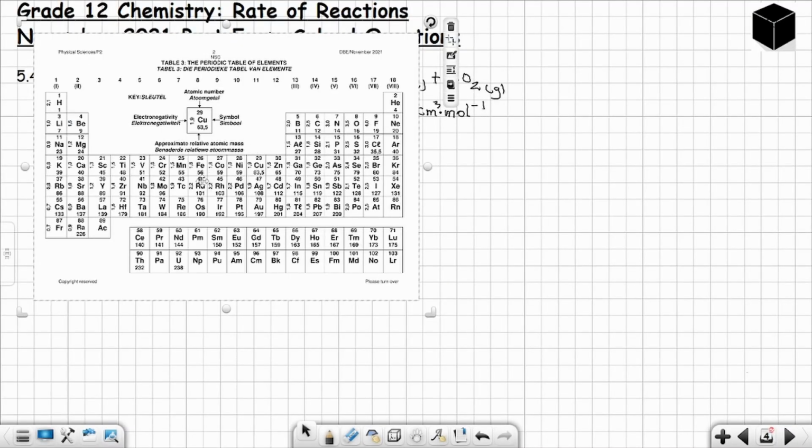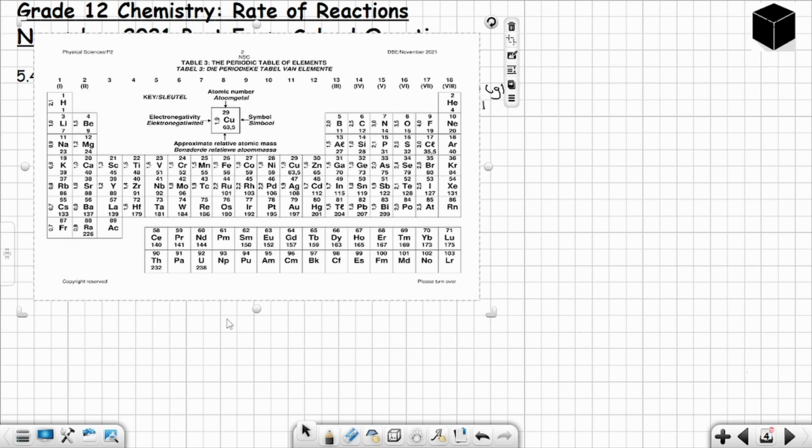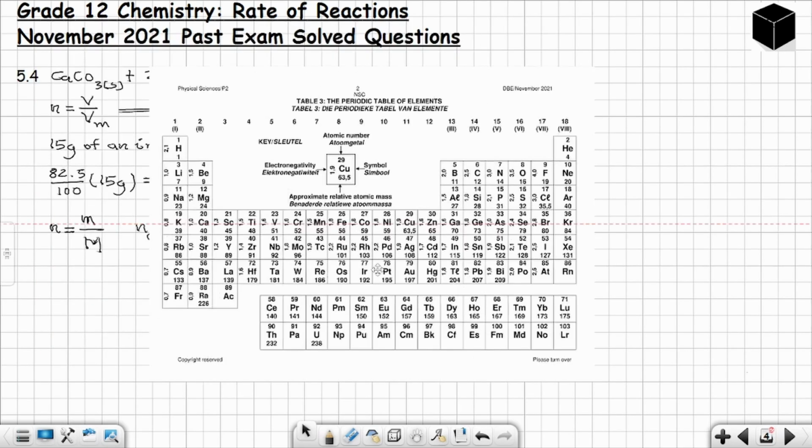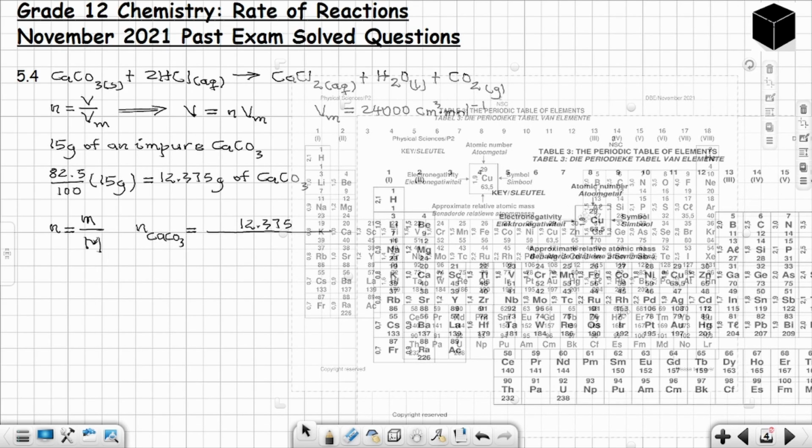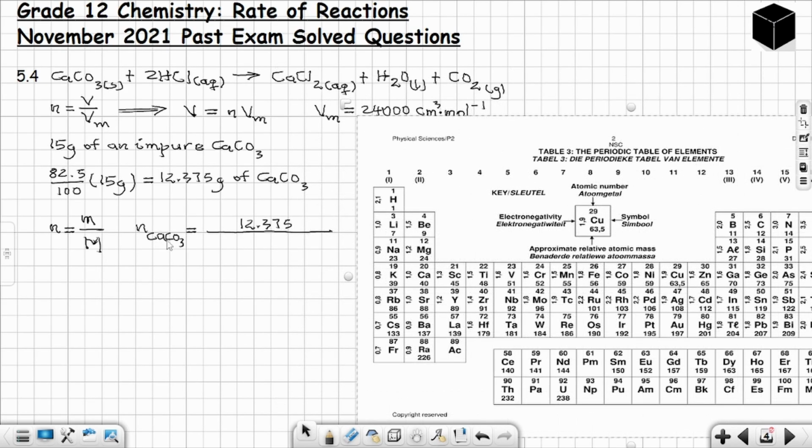This is what you are going to get together with the question paper. And from here, you can now calculate the molar mass of calcium carbonate. So let's get the molar mass of calcium carbonate. You are going to use the atomic mass of the atoms in the compound to calculate the molar mass. So what is the atomic mass of calcium?